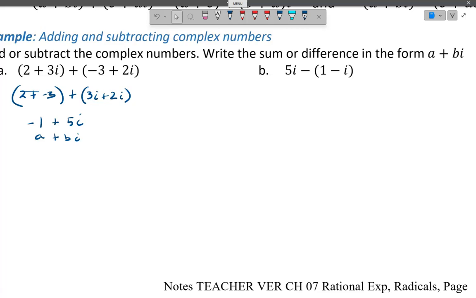So how do they both get i? Because I'm just adding the parts together. Don't worry about it. It's the distributive property is what it is.